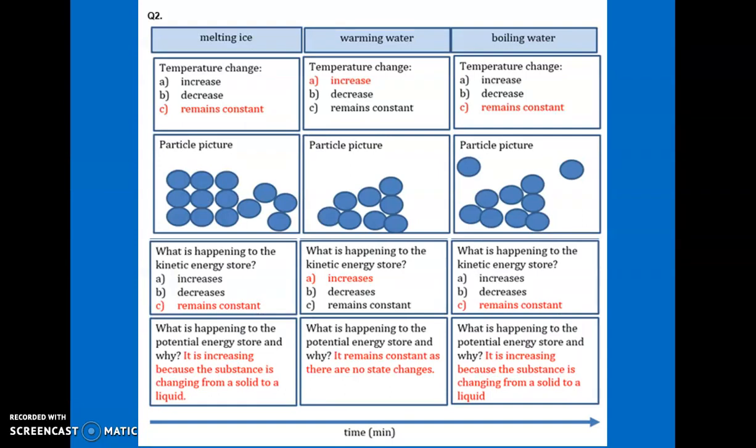Question 2, we've got the answers here. I'm not going to go through them, but please take a moment to check your answers, see if they're correct. If they're not correct, please go back and correct them.